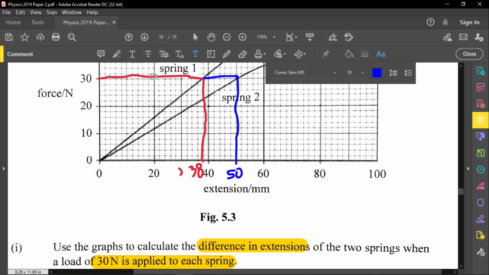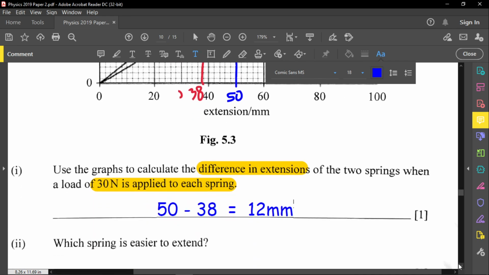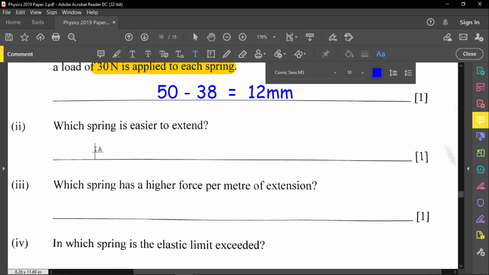And this tells us this. Look at the 30 situation right here. 30 only extends spring 1 to 38. 30 extends spring 2 to 50. That means spring 2 is easier to extend. Makes sense, right? All right, cool. Let's put that in now. So this is for spring 2. Okay, that's for spring 2.